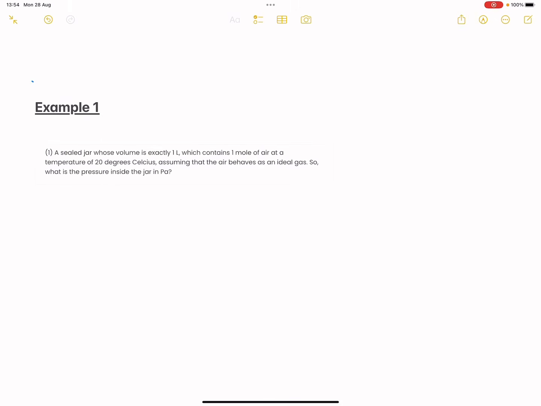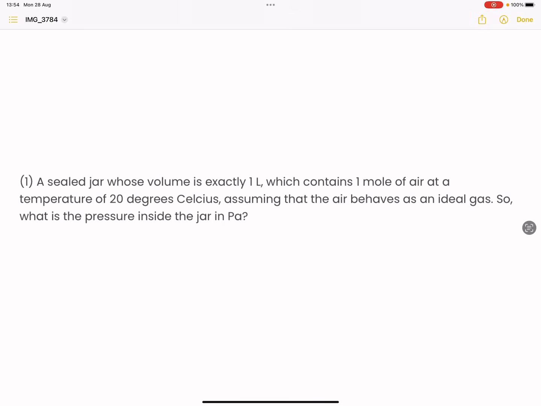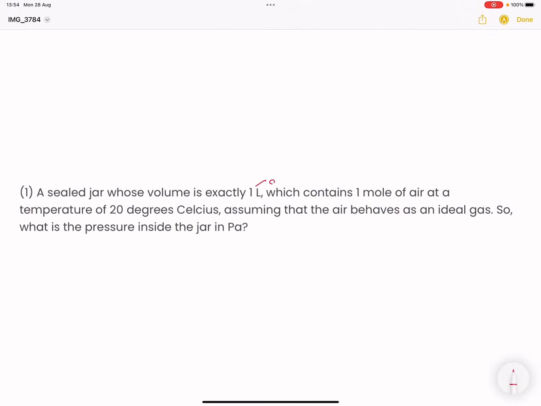They say we've got a sealed jar whose volume is exactly 1 liter. Please remember that 1 liter is exactly the same as saying this is in cubic decimeters.